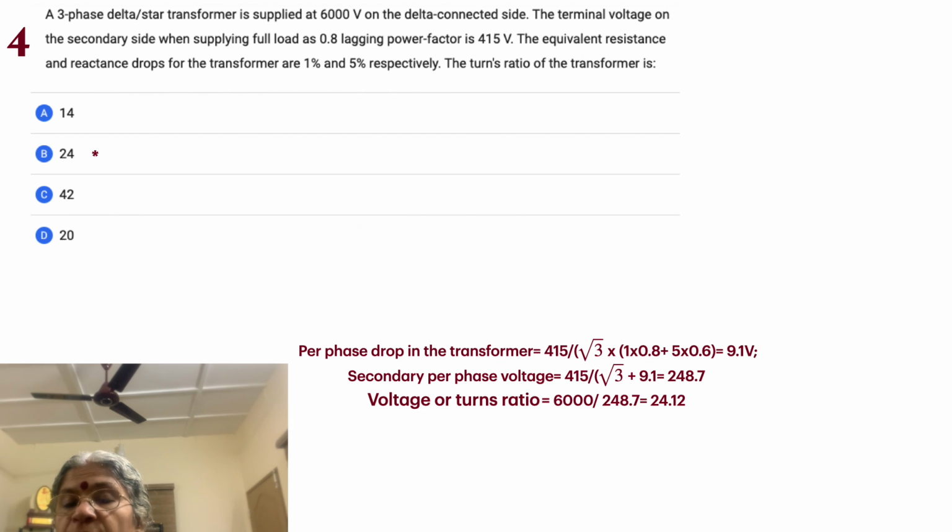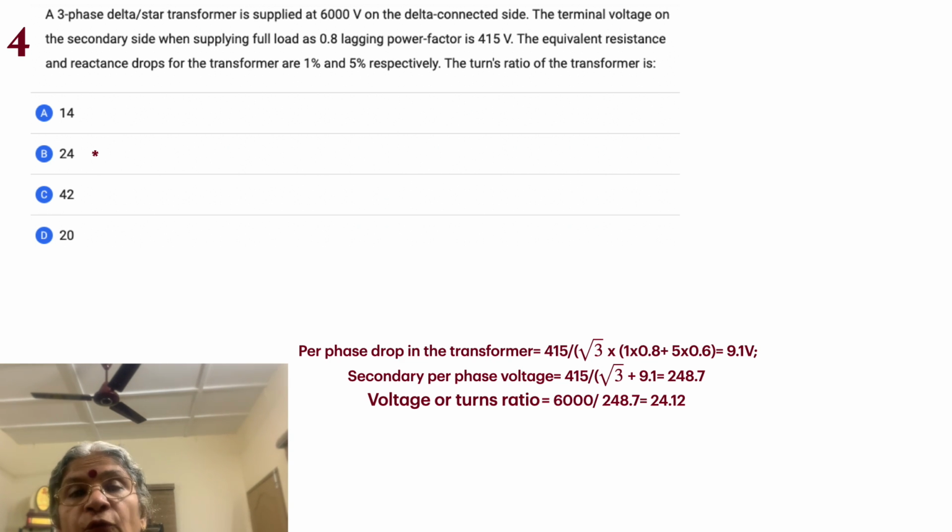So 1 into 0.8 plus 5 into 0.6 will give you, and that multiplied by 415 by root 3 will give you 9.1 volt as the total drop in the resistance and reactance associated with the transformer. So 415 by root 3 is chosen as the base, and then 1 into 0.8 plus 5 into 0.6 will align everything along the horizontal axis. So the total drop is going to be 9.1. This now has to be added to 415 by root 3 because that's the terminal voltage. That will give you the secondary voltage.